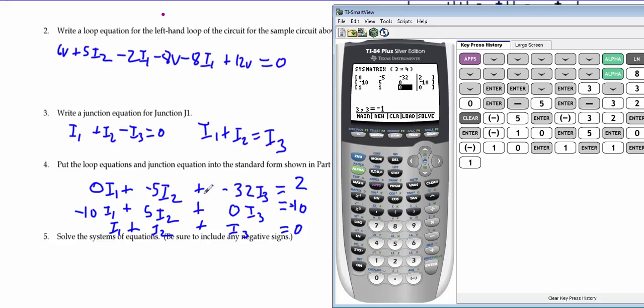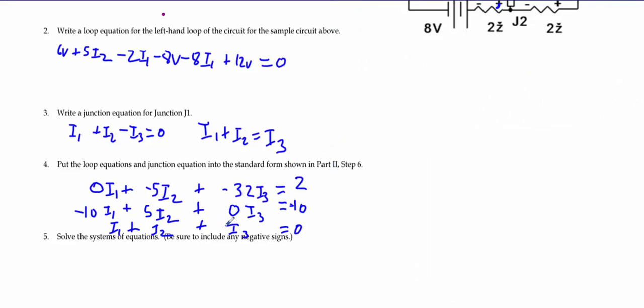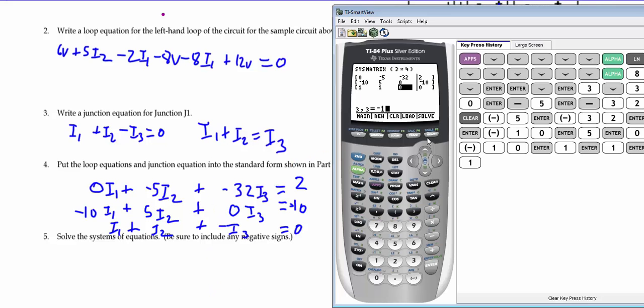And our last equation, we have I1 plus I2, so I have 1, 1, -1, because this is actually negative I3, right? When I subtracted it over, I should have written that. And then 0, enter. And now I can push solve, and it gives me my solutions.